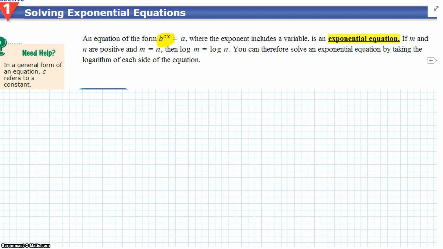An equation in the form of b to the cx power equals a, where the exponent includes a variable, is considered an exponential equation. If m and n are positive and m equals n, then the log of m equals the log of n. Therefore, you can solve an exponential equation by taking the logarithm of each side.